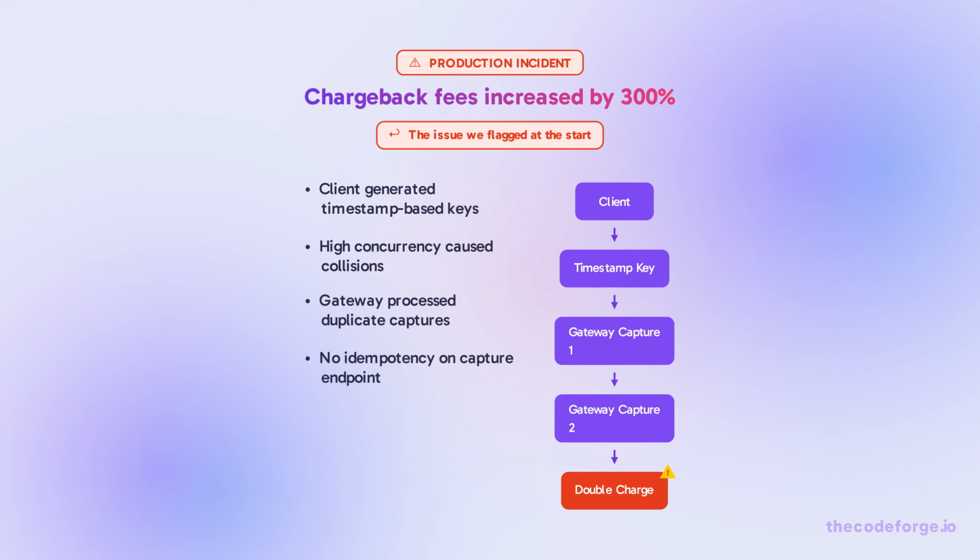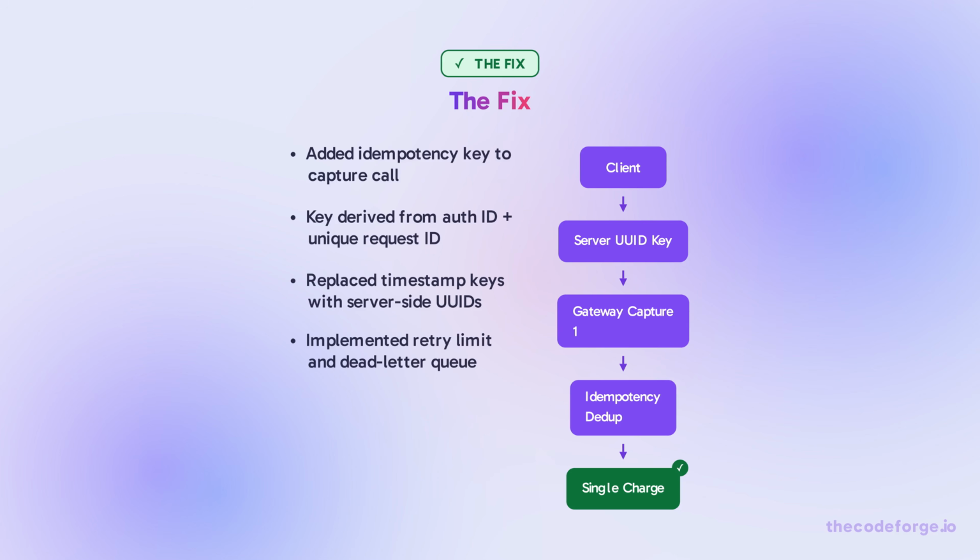The client software development kit generated idempotency keys using timestamps. Under Black Friday load, 2 requests got the same key. The capture endpoint lacked idempotency, so the gateway processed both, resulting in double charges. The fix: attach an idempotency key to every capture call, derived from the authorization ID plus a unique request ID. The gateway's idempotency store deduplicates retries. We also replaced timestamp keys with cryptographically random server-side UUIDs.